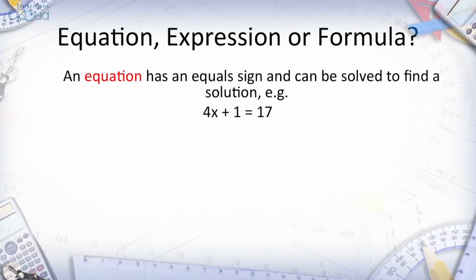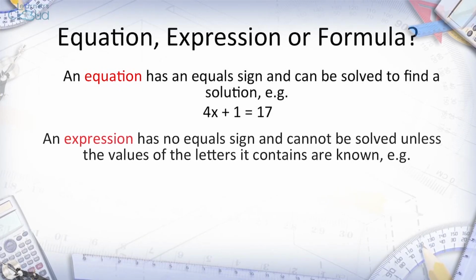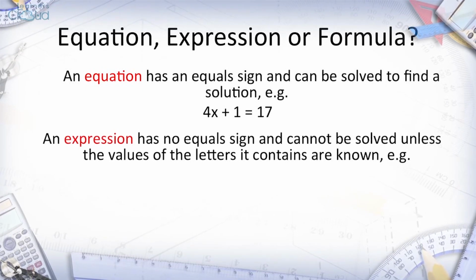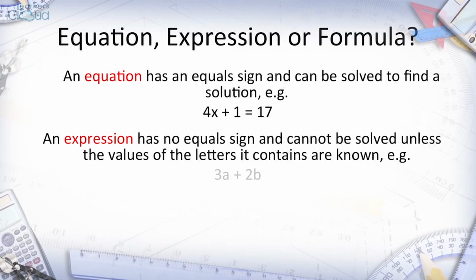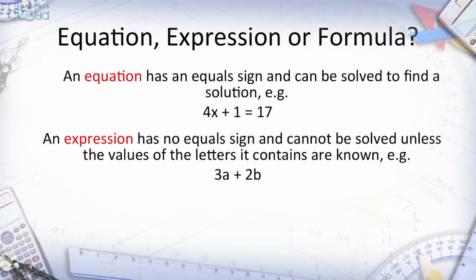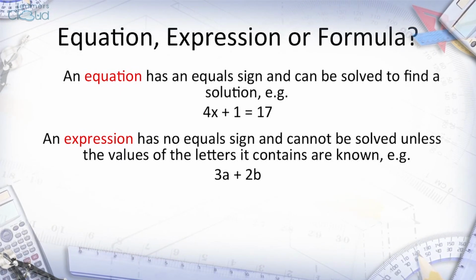An expression has no equals sign and cannot be solved unless the values of the letters it contains are known. So for example, 3a plus 2b. I could only work out an answer to that if I knew what a was worth and also what b was worth.